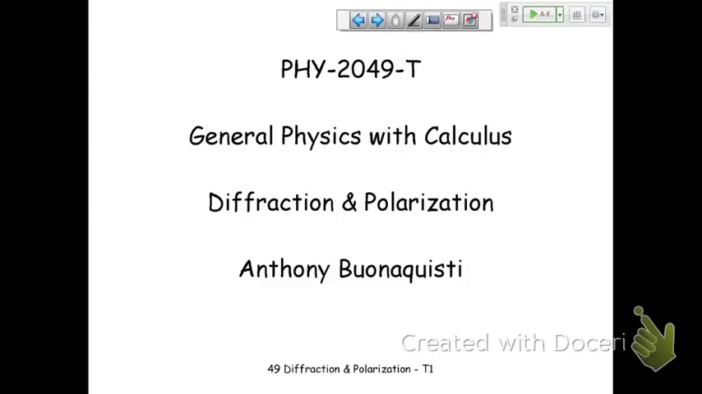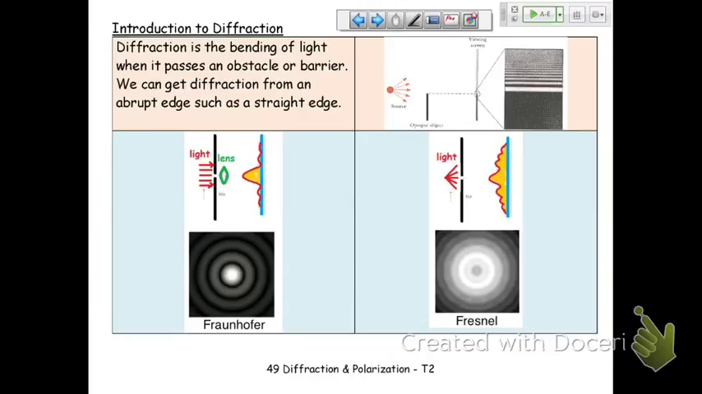So, welcome. This is diffraction and polarization. Okay, we know that when light goes through a pair of slits, you get interference. But what's not so obvious, but is also true, is that when light goes through a single slit, you can get these weird patterns where you get this shading effect.